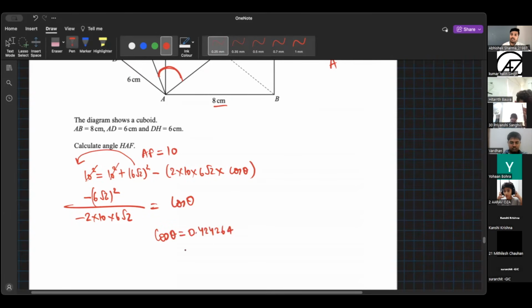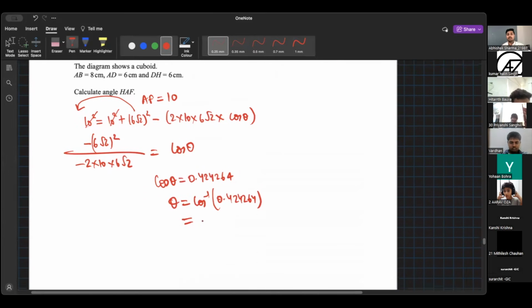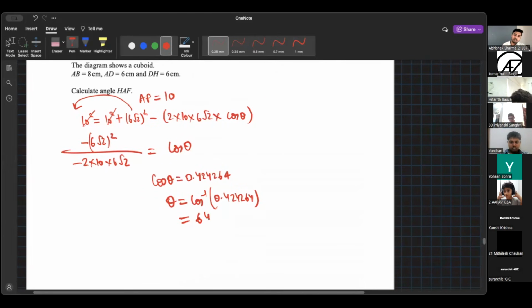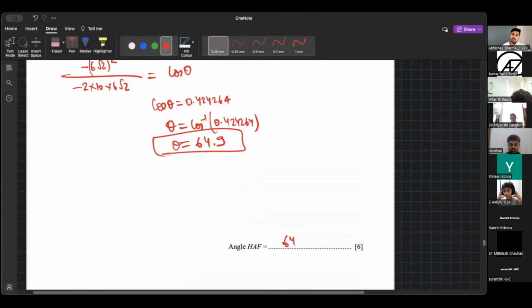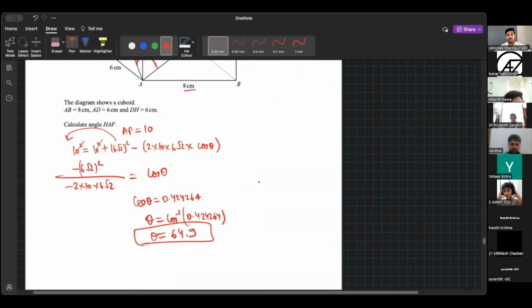So theta will be cos inverse of this answer, 0.424264. Cos inverse gives 64.9 precisely, to 1 decimal place. So theta is 64.9, correct up to 1 decimal place.